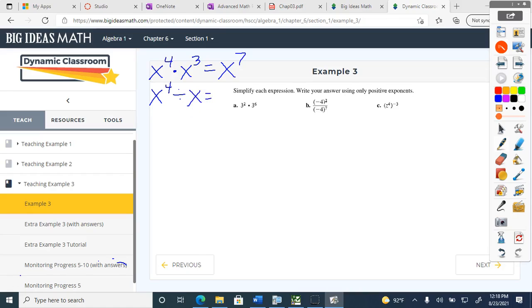What would you do when you're dividing like bases? Subtract. So that's x to the 3rd. All right. And then last but not least, what do you do when you're taking a power to another power? Multiply. You multiply. That would be x to the 8th. Those are your 3 basic exponent properties.